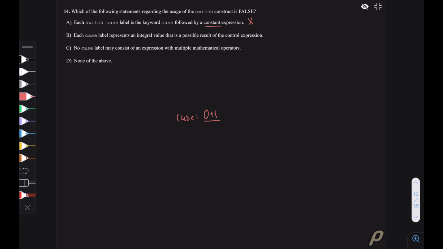B, each case label represents an integral value that is a possible result of the control expression. So this is also true, so it's not the correct answer. And you might ask, what is an integral value? Well, that is just an integer value, basically. So there's no decimal or float, however you want to think about it. So it has to be an integer value, no floats. So this is true of cases.